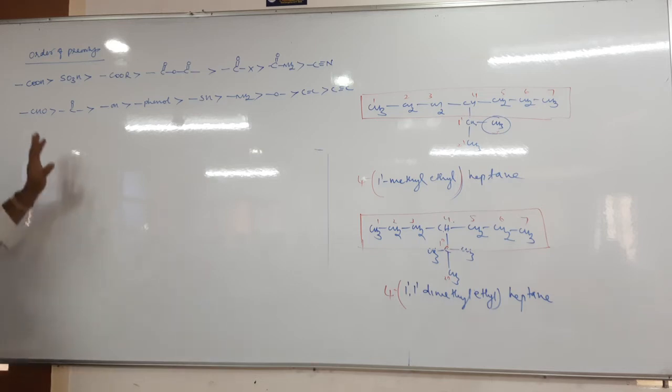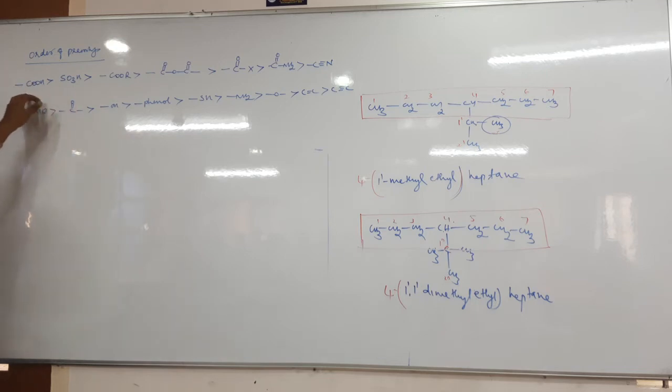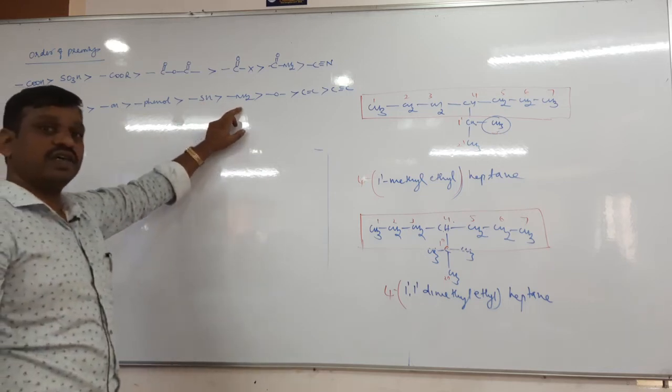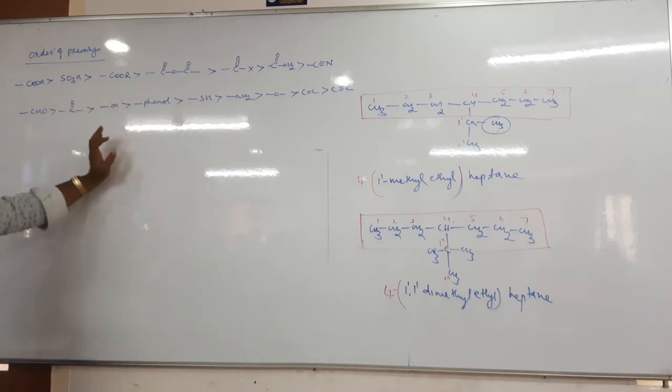Next, suppose the carboxylic group is there and OH is there. Which is a substituent? OH is a substituent, and carboxylic group is the functional group. If alcohol and aldehyde are there, aldehyde is the functional group and alcohol is a substituent. If alcohol and amine are there, amine is a substituent and alcohol is the functional group.